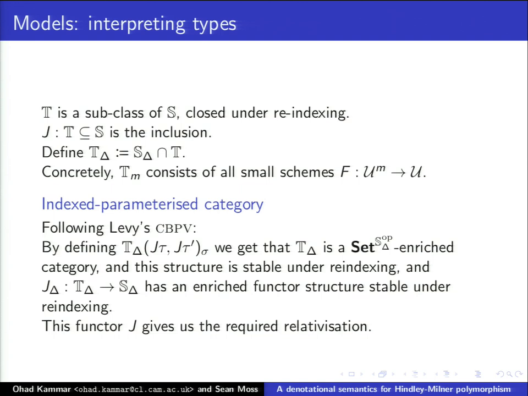And once you collect all the structure, it collects into a nice structure called a set to the S op delta enriched category. The reason I'm highlighting this is that, following Paul Levy's tricks for call-by-push-value, this is what you need in order to get contexts from one category but types in a different category. So this is what this gives me. And once I define this structure, I get a functor going from T to S, fiber-wise, and it behaves nicely with the reindexing, the type-level substitution. So what you should take from this slide is the way to relativize small versus large. This is where the extra spice comes in.